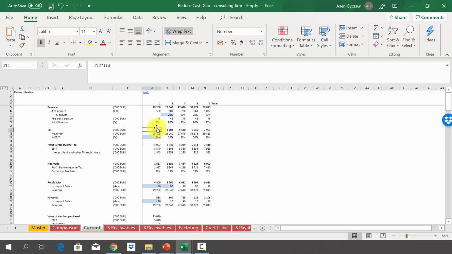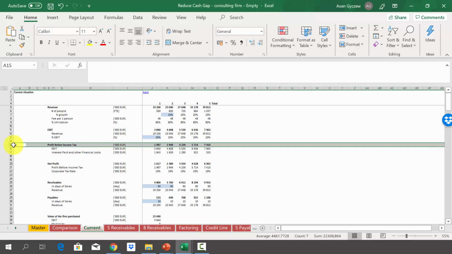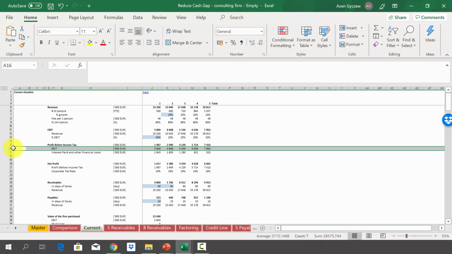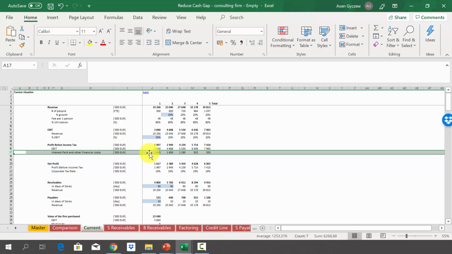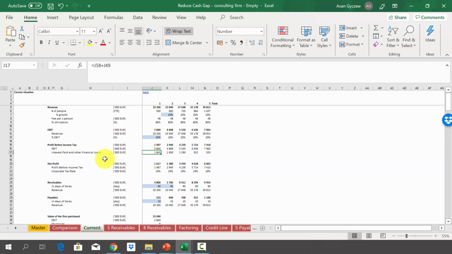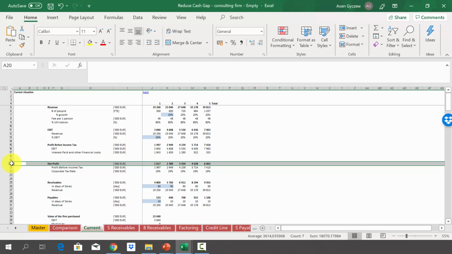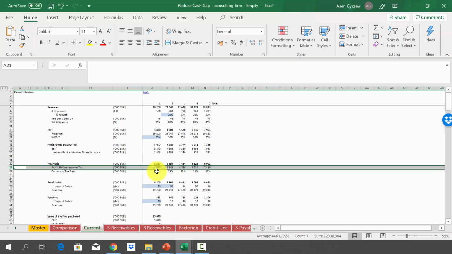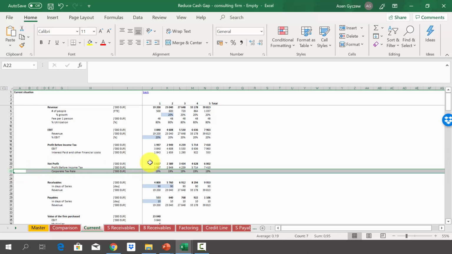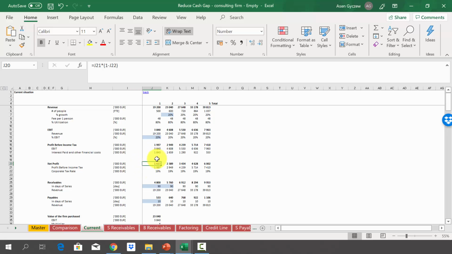So the first year we get almost 4 million, and then it grows as our revenue grows. Using the EBIT, we can estimate the profit before income tax, and this is simply the difference between EBIT and the interest paid and other financial costs, which we estimate a little bit below. On the basis of that, we obviously can estimate also the net profit. So this is just profit before income tax minus the corporate tax rate, which is 19%. And in this way, we get to the net profit.